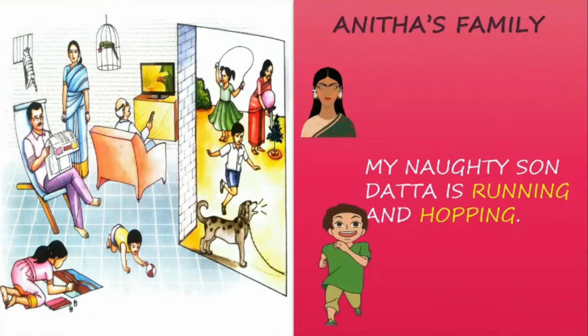My naughty son, Datta, is running and hopping. You can see here Anita's son, Datta, is running and hopping. So what is the spelling for running? R-U-N-N-I-N-G. Running. Hopping. H-O-P-P-I-N-G. Hopping.